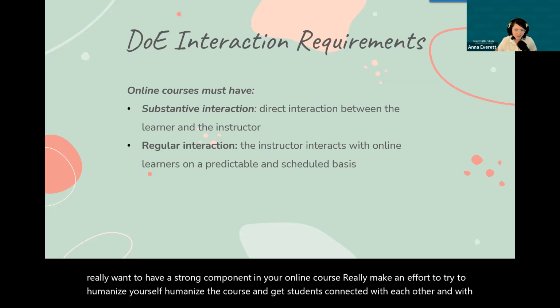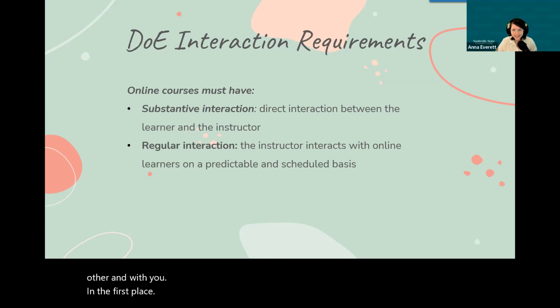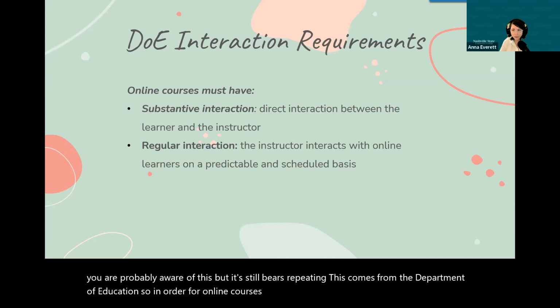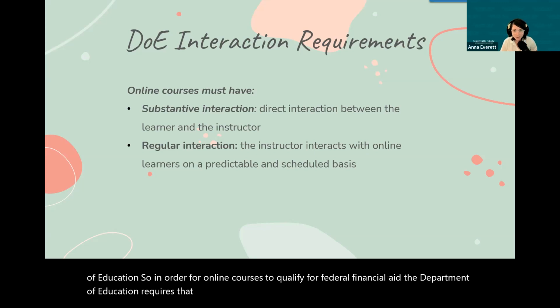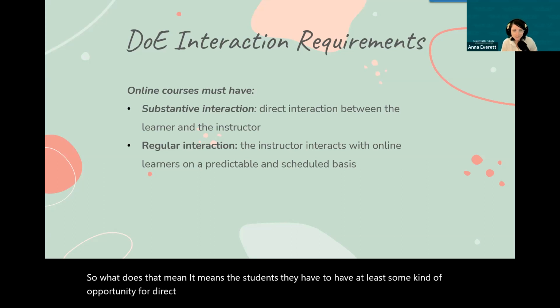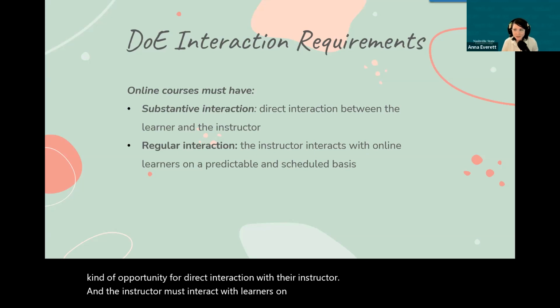In the first place, we have a compliance mandate that we have to meet with online courses. I'm sure most of you are probably aware of this, but it still bears repeating. This comes from the Department of Education. In order for online courses to qualify for federal financial aid, the Department of Education requires that our online courses have regular and substantive interaction. So what does that mean? It means the students have to have at least some kind of opportunity for direct interaction with their instructor, and the instructor must interact with learners on a predictable and scheduled basis.